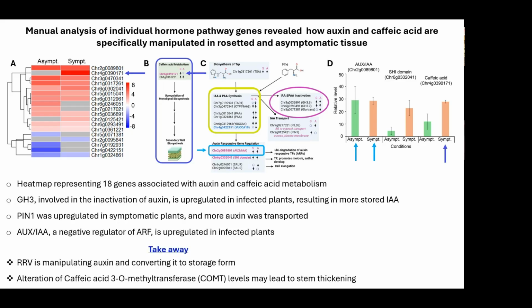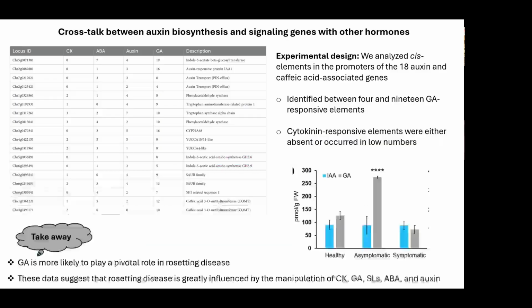Then the other takeaway from this slide is the expression level of this gene, which is high in symptomatic compared to asymptomatic, maybe the one which may be leading to the stem thickening we are seeing in certain tissues compared to asymptomatic.